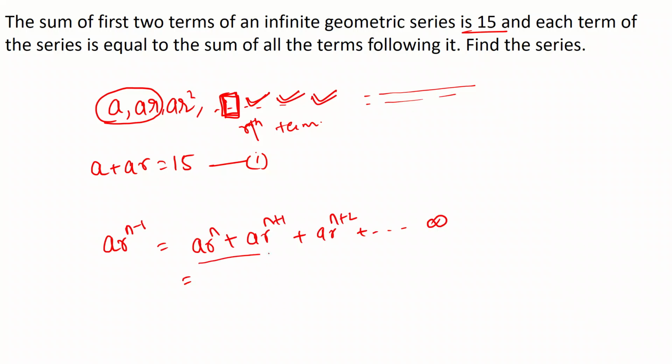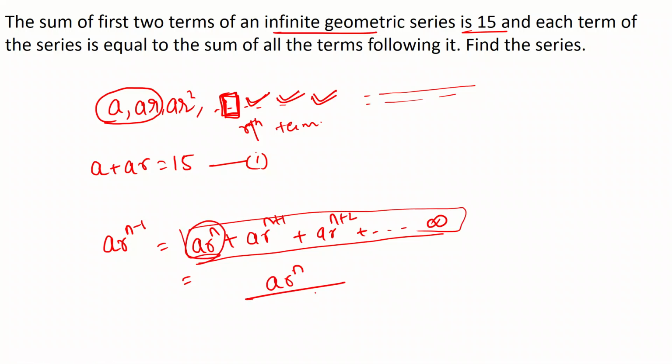And now this is a GP, an infinite GP as well, because r is constantly being multiplied and r is of course less than 1, because it is given in the question that this is an infinite GP. So for this infinite GP, my sum is, this is the first term, a r to the power of n, divided by 1 minus r itself, because r is the common ratio. So what I get is that this a r to the power of n minus 1 is equal to this.